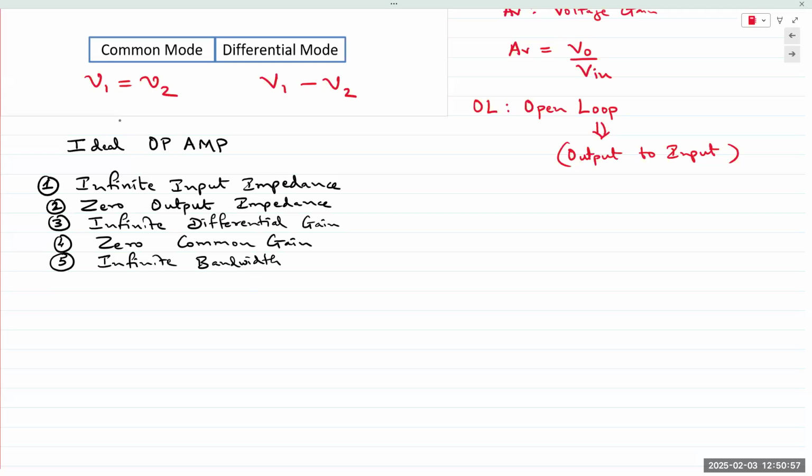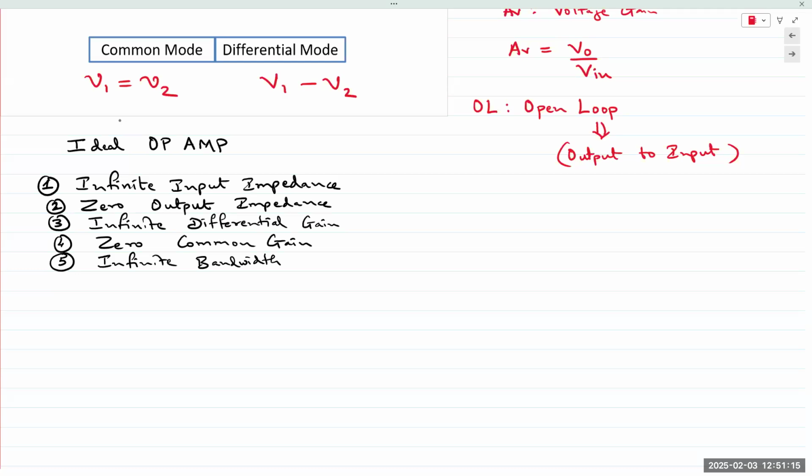The same thing at the output. Output impedance is 0, and so it provides infinite current, or as much as the load requires. Infinite differential gain, meaning a very small difference between the input terminals will be amplified with infinity.